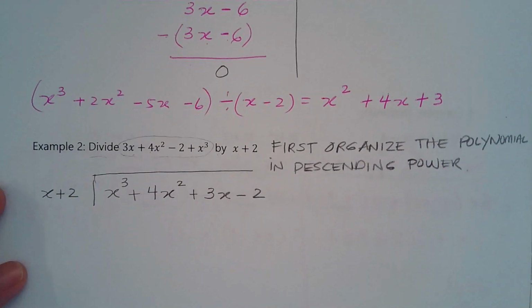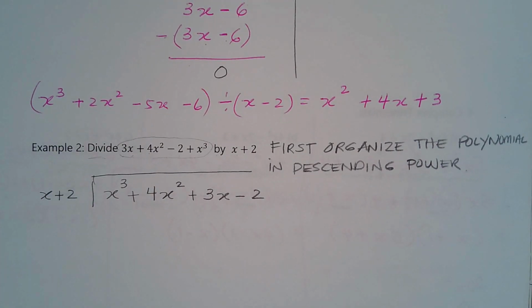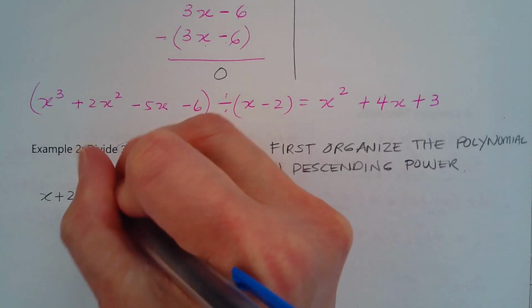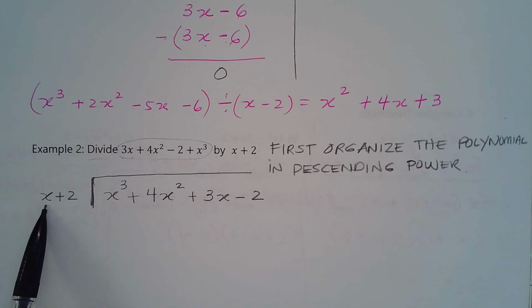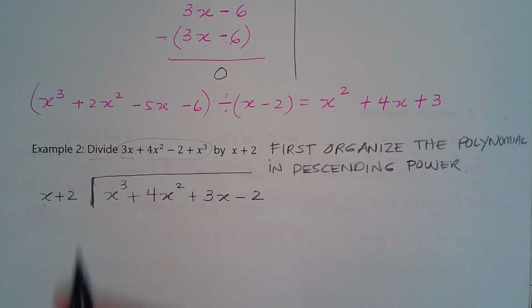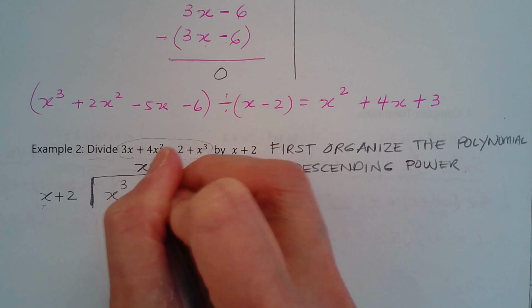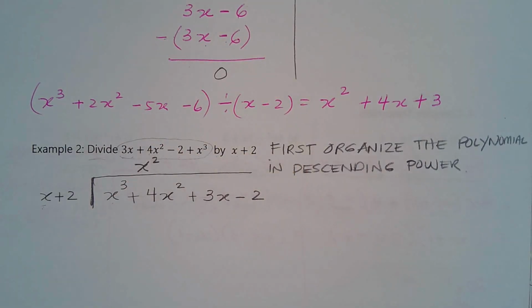Okay. So how do we do this again? We just kind of talked about this yesterday. So the first thing is you're going to take the x cubed divided by x. So what would that be? x cubed divided by x is x squared. So we're going to put that on the top. Okay, so we start with x squared.